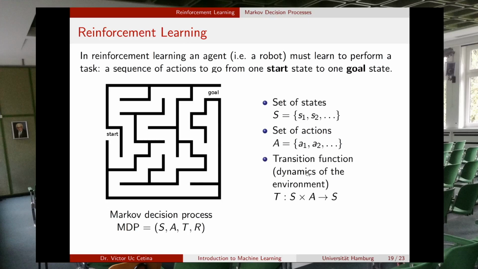The transition function, as I said, is a function that will map every pair of state and action to a next state. So it's basically the dynamics of the environment, how the environment works. And finally, we said we need also a reward function. This reward function will assign to every state that the agent is going to visit, in this case, a real number. So it's a score of how good that state is. So states that are closer to the goal will have better rewards than states that are far away from the goal.